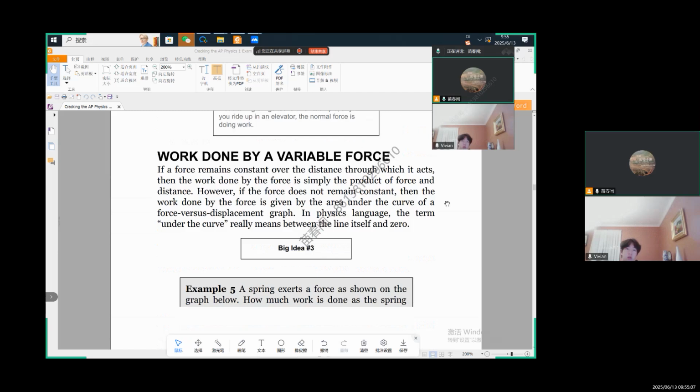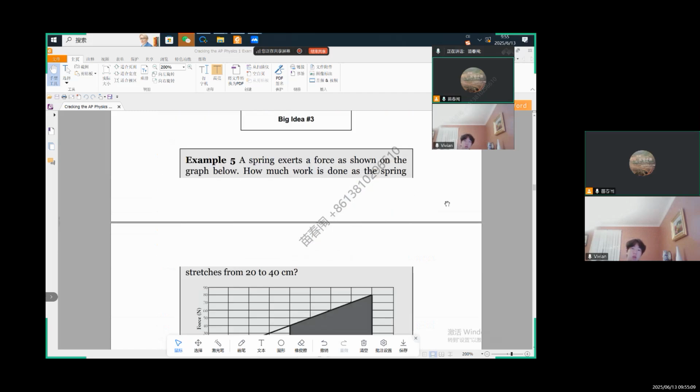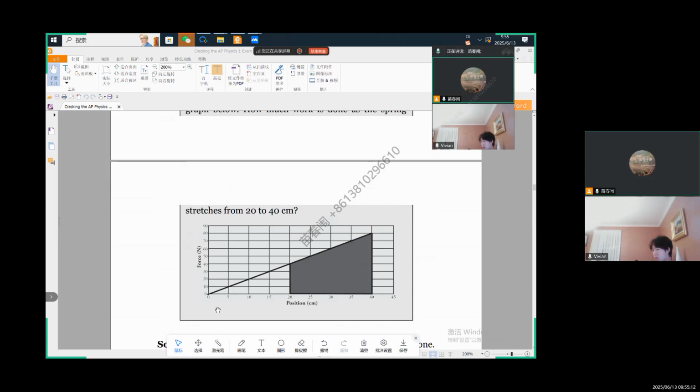And this is work done by a variable force. So what if the force is like this? For example, if I have energy from the engine or controlled by my own hand, so somehow the force is increasing. What will happen there? By our definition, we don't really have a solution. We have to use something that we did before.